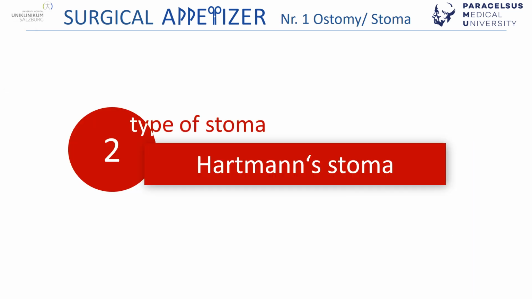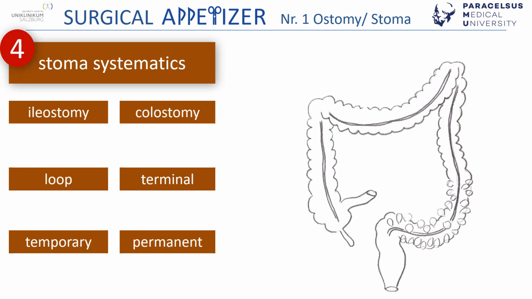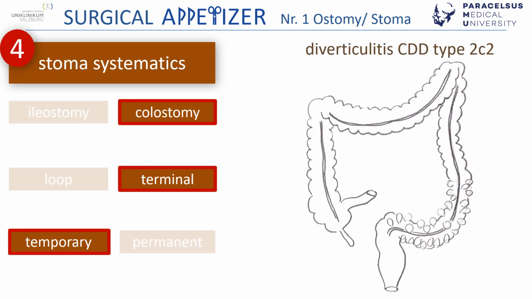Fourth type of stoma is the Hartmann stoma. Here we have a colostomy, which is terminal, however, which can be temporary. This is typically done in diverticulitis CDD type 2C2. This classification we'll learn in the video about diverticulitis. So we have a free perforation into the abdominal cavity with feculent peritonitis.